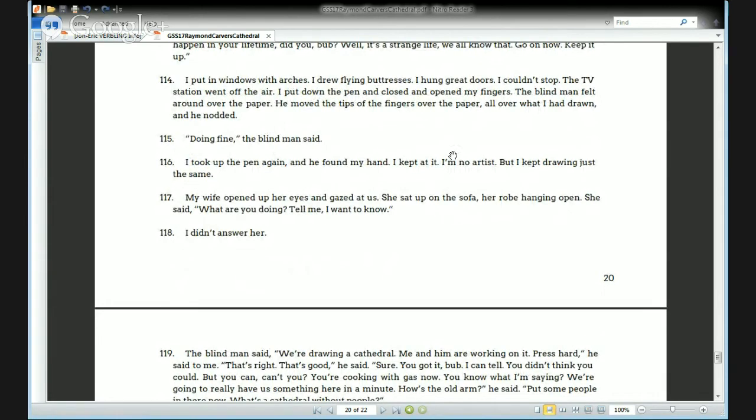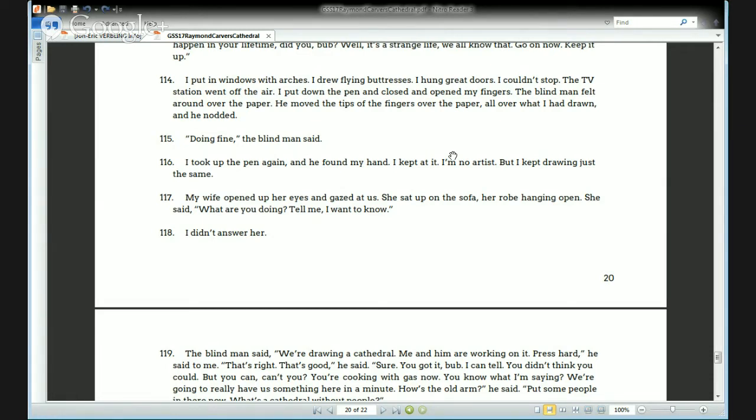I drew flying buttresses. I hung great doors. I couldn't stop. The TV station went off the air. I put down the pen and closed and opened my fingers. The blind man felt around over the paper. He moved the tips of his fingers over the paper, all over what I had drawn.